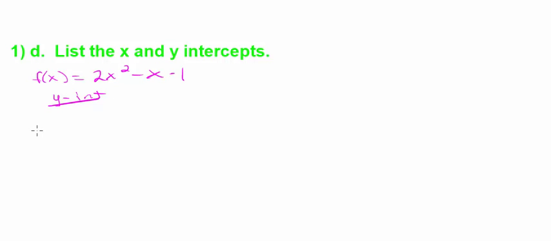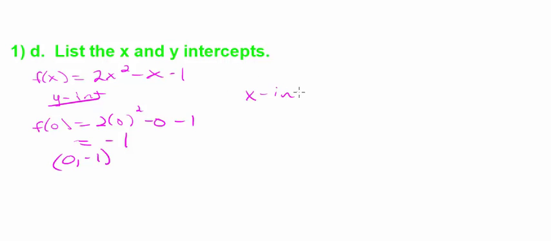So in other words, this is f of 0 is equal to 2 times 0 squared minus 0 minus 1, which equals -1. So your y-intercept is really just (0, -1). This one's the slightly easier part, meaning the y-intercept is slightly easier to find. The x-intercept will require just a little more work.